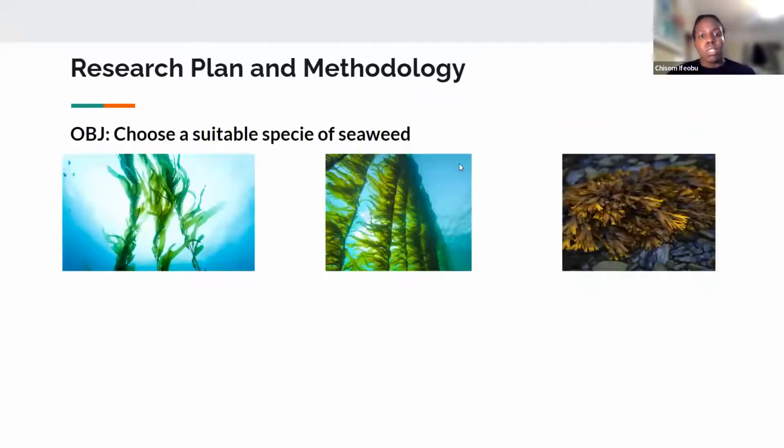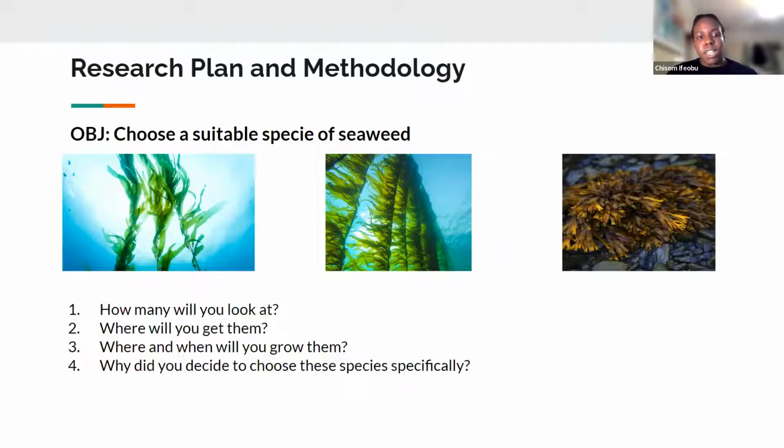We have 3, these are just random pictures I got online. I don't really know what they are, but 3 species examples, and you're trying to get that first objective of choosing a suitable species of seaweed. So you could specify how many you would look at. You could extend the range of seaweed you're going to look at, and where would you get them? You're essentially not going to buy them from a supermarket or something. You're probably going to grow them on your own. So where will you grow them, and when will you grow them?